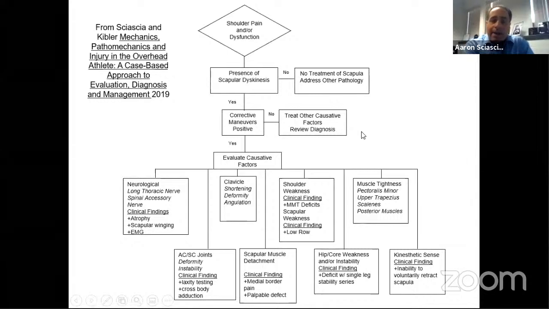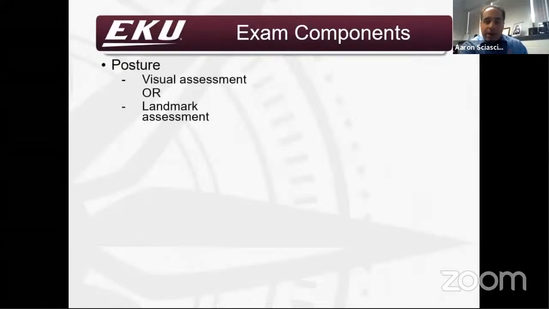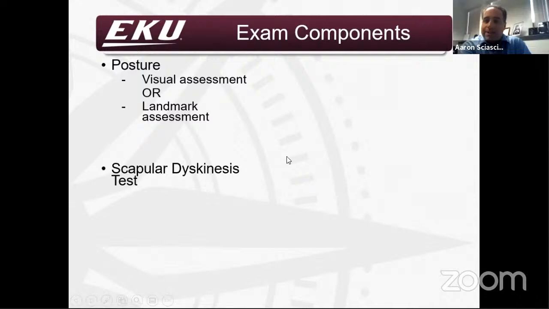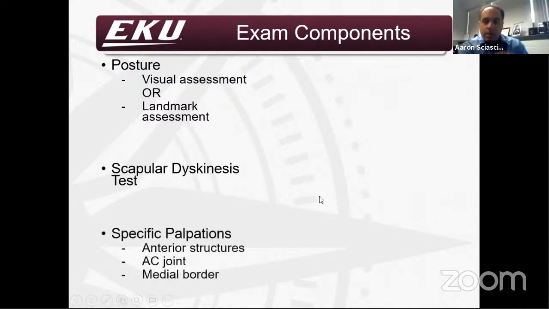In essence, the way that whole exam works is like this. We begin very simply, like most individuals do, with our eyes. We use a postural assessment, looking at individuals from the side as well as posteriorly and anteriorly. We do our scapular dyskinesis test, which you've seen demonstrated in a number of videos so far.